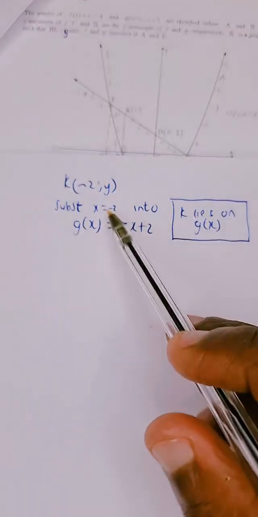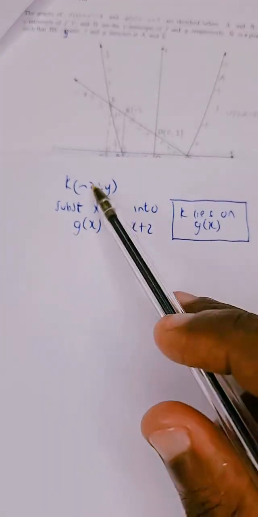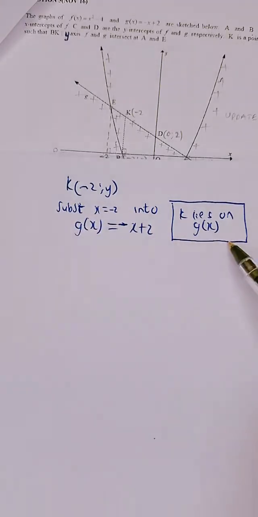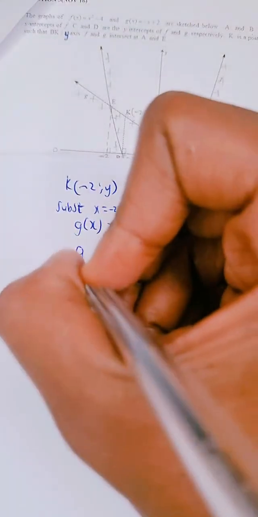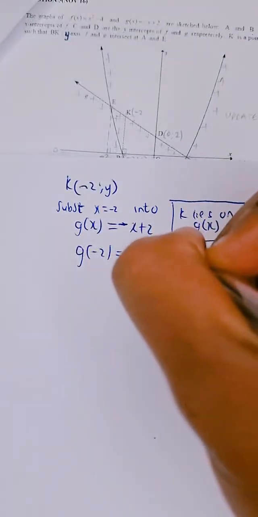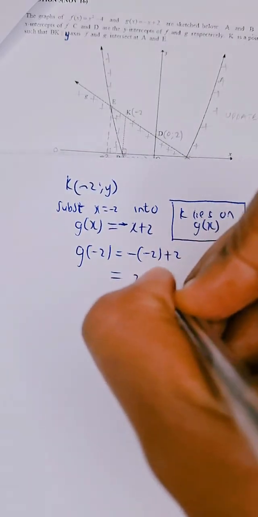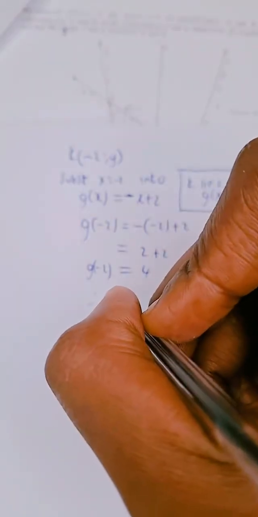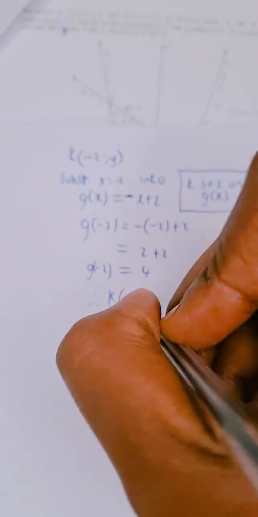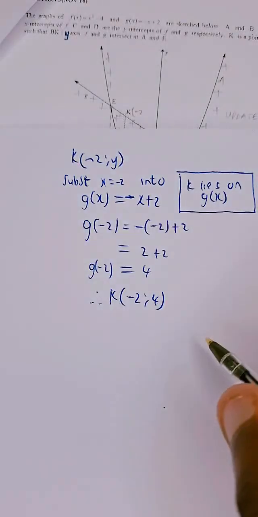So in this case, since the x coordinate of K is negative 2 and K lies on g, we can take the x value, substitute it into the function g of x, and get the corresponding y value. So g of negative 2 is equal to negative into negative 2 plus 2. Make sense? Then we get 2 plus 2, which is 4. Therefore, what are the coordinates of K? We have negative 2 and 4.